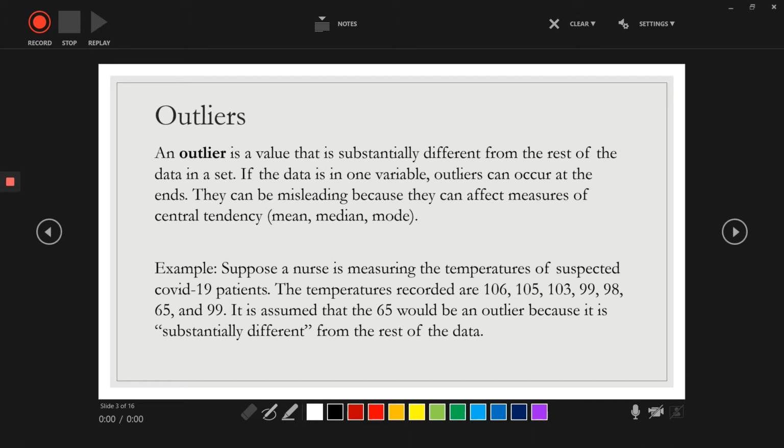So for example, suppose a nurse is measuring the temperatures of suspected COVID-19 patients. The temperatures recorded are 106, 105, 103, 99, 98, 65, and 99. It is assumed that the 65 would be an outlier because it is substantially different from the rest of the data. Identifying outliers is important because obviously in this example, the 65 probably indicates an error in the thermometer, right? So it can show you where mistakes might have been made in your evidence gathering.